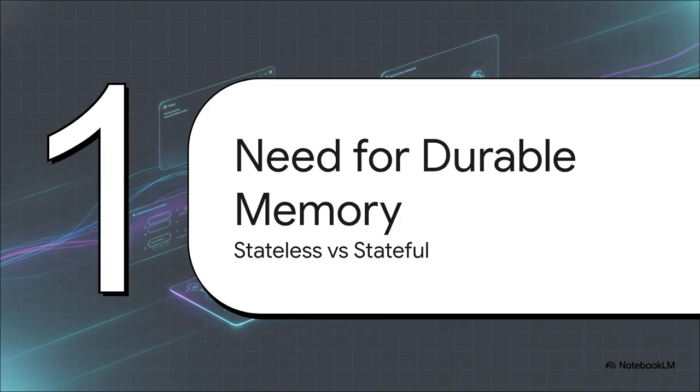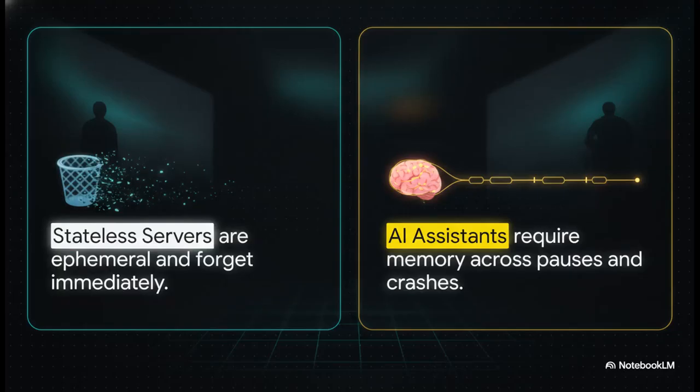Part 1. The need for durable memory. To really get why Burr's persistence is such a game changer, we first have to look at the tension between traditional web architecture and modern AI agents. Think about traditional web servers or serverless functions. They're built to be ephemeral, right? They spin up, handle a request, and instantly forget everything. But AI assistants? Totally different story.